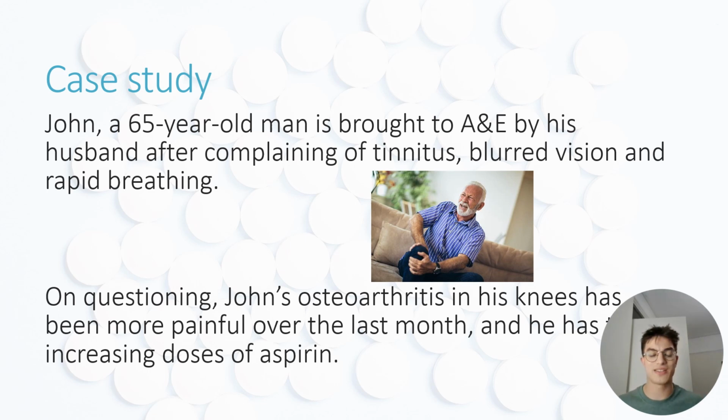Here's our case study. So we've got John, who's a 65-year-old man. You can see him there clutching his knee, and he's brought into A&E by his husband, and he says that he's got tinnitus, this ringing in his ears. He's got blurry vision, he can't quite see, and he looks a bit unwell, and he's breathing really quickly. So they question him a little bit more. They take a history, and they realise that John's been taking a lot more of his painkiller, aspirin, over the last month because of the wear and tear arthritis, or the osteoarthritis in his knee.